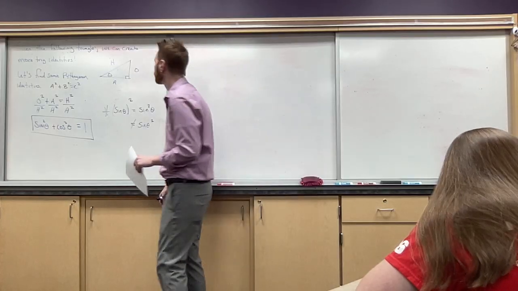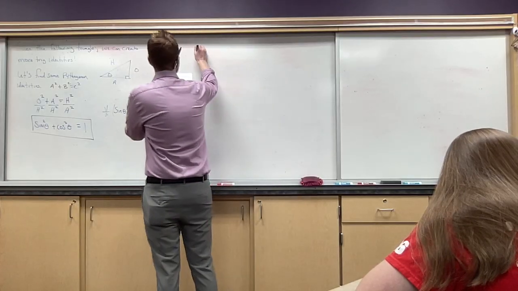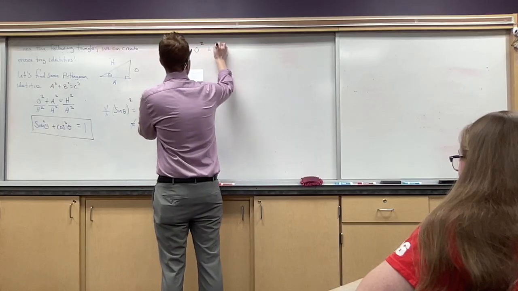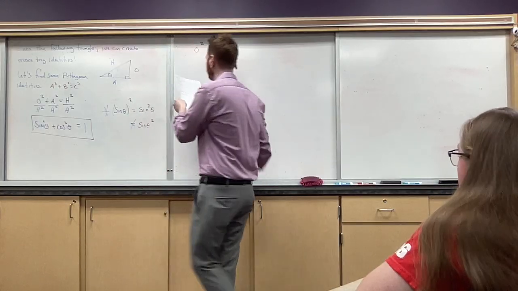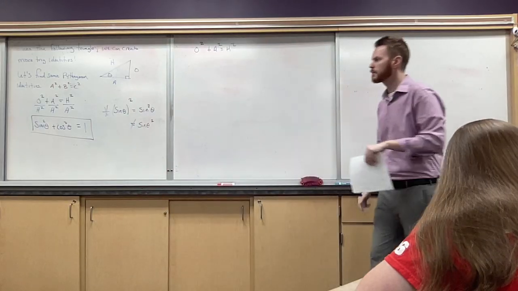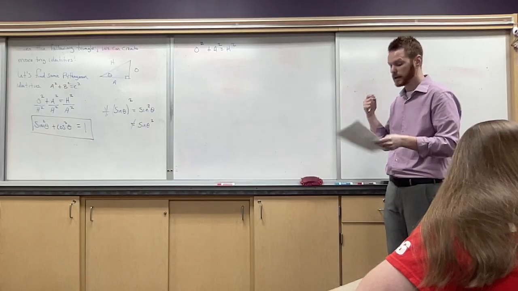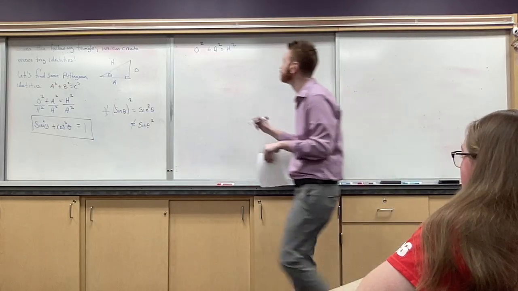All right, let's try some more. Let's go back to our original: o squared plus a squared equals h squared. The first one we divided by the hypotenuse all the way through. Let's divide by the opposite side.